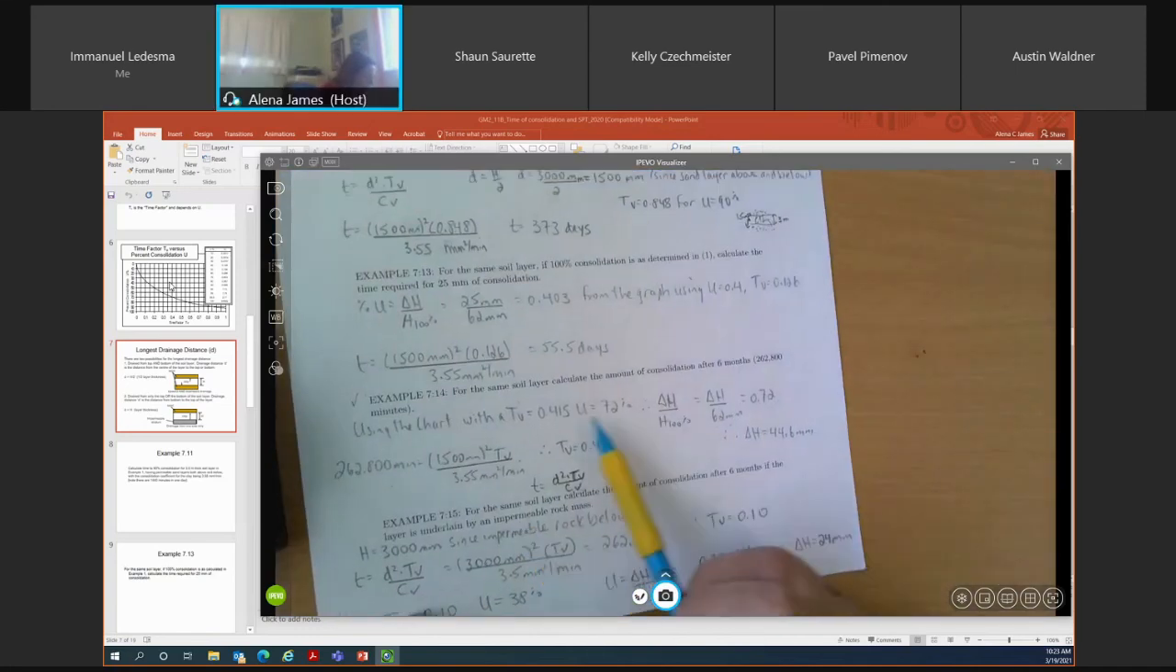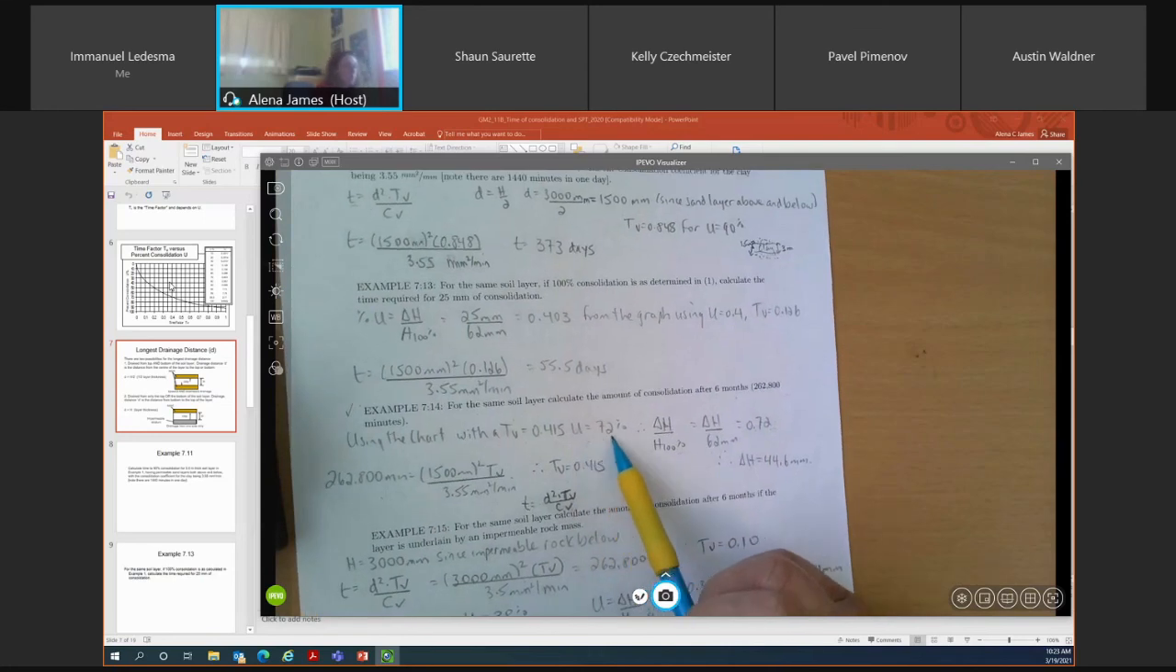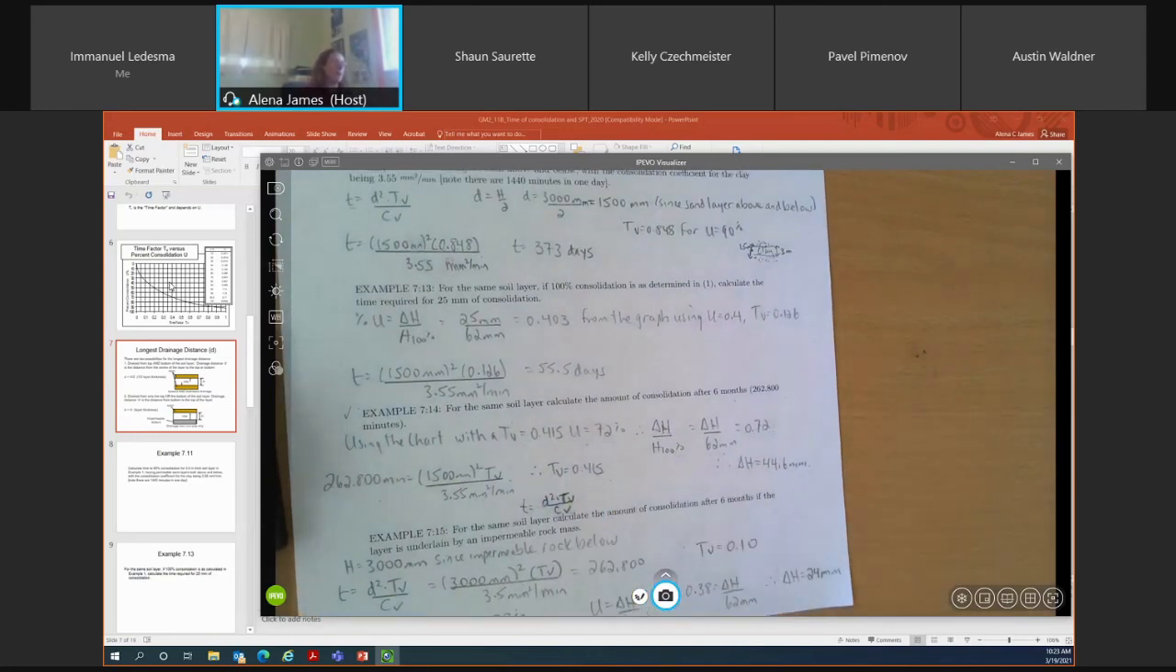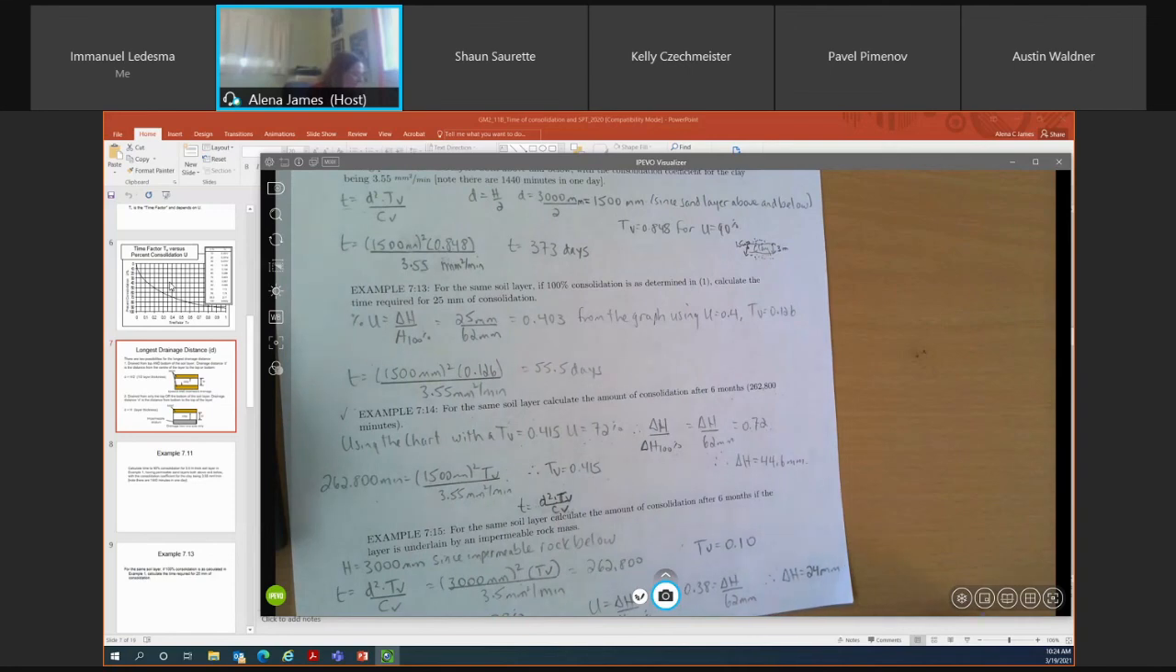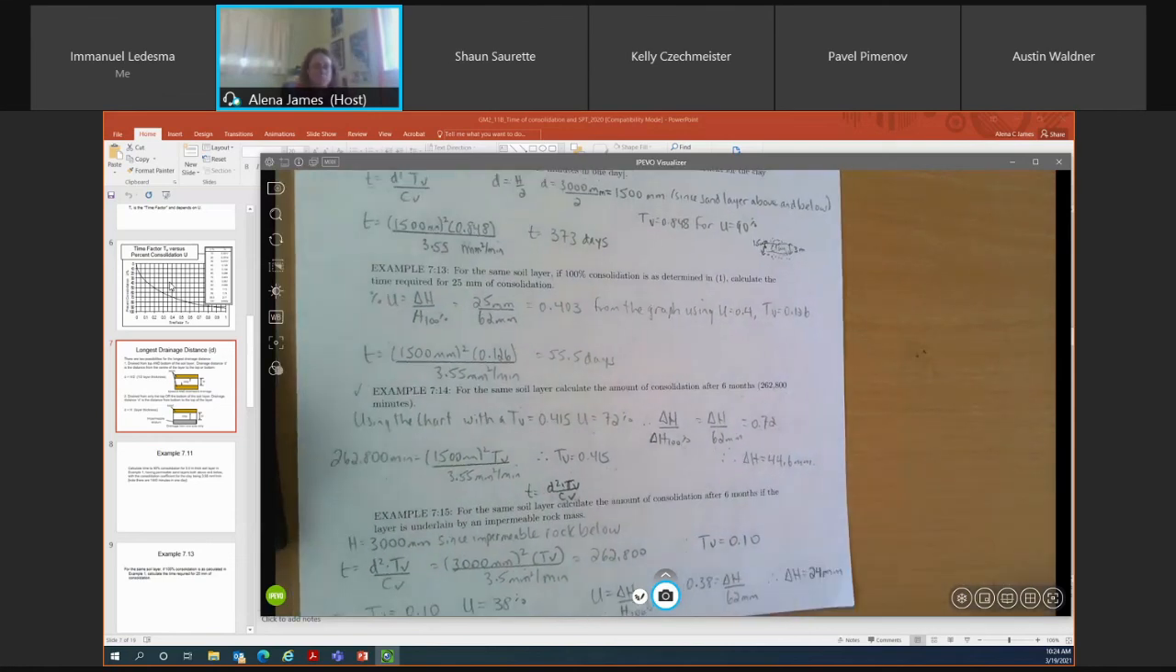So if I know that that 72% of the consolidation has occurred, I can calculate how much settlement has occurred to date. So I know that my U value is equal to my delta H value divided by delta H 100%. So I know delta H 100% is 62 mils, and I know my U value is 0.72. So I can calculate that my delta H value is about 44.6 millimeters. So I know that about 45 mils of settlement has occurred over that 6-month time period. I'm going to pause there and give you guys some time to review this.